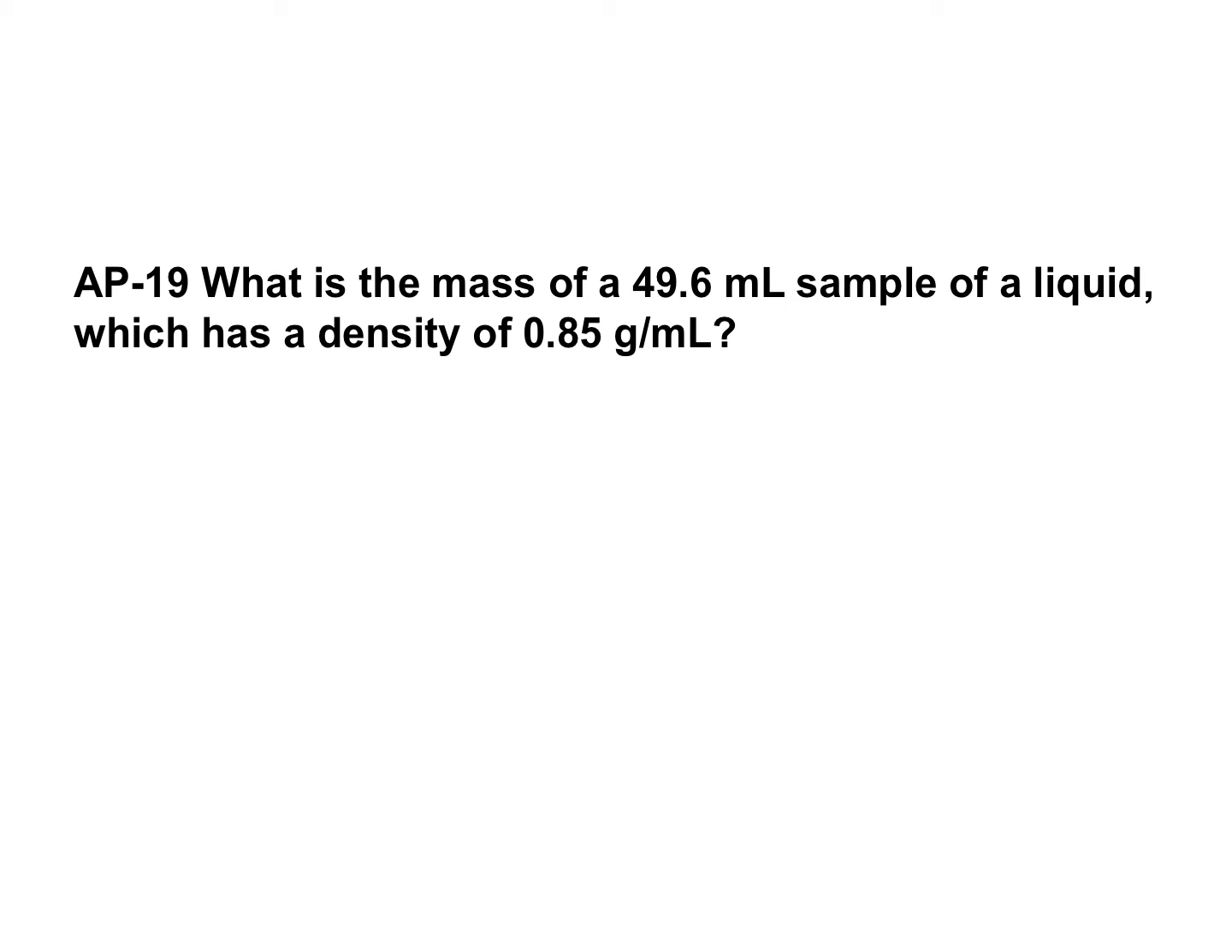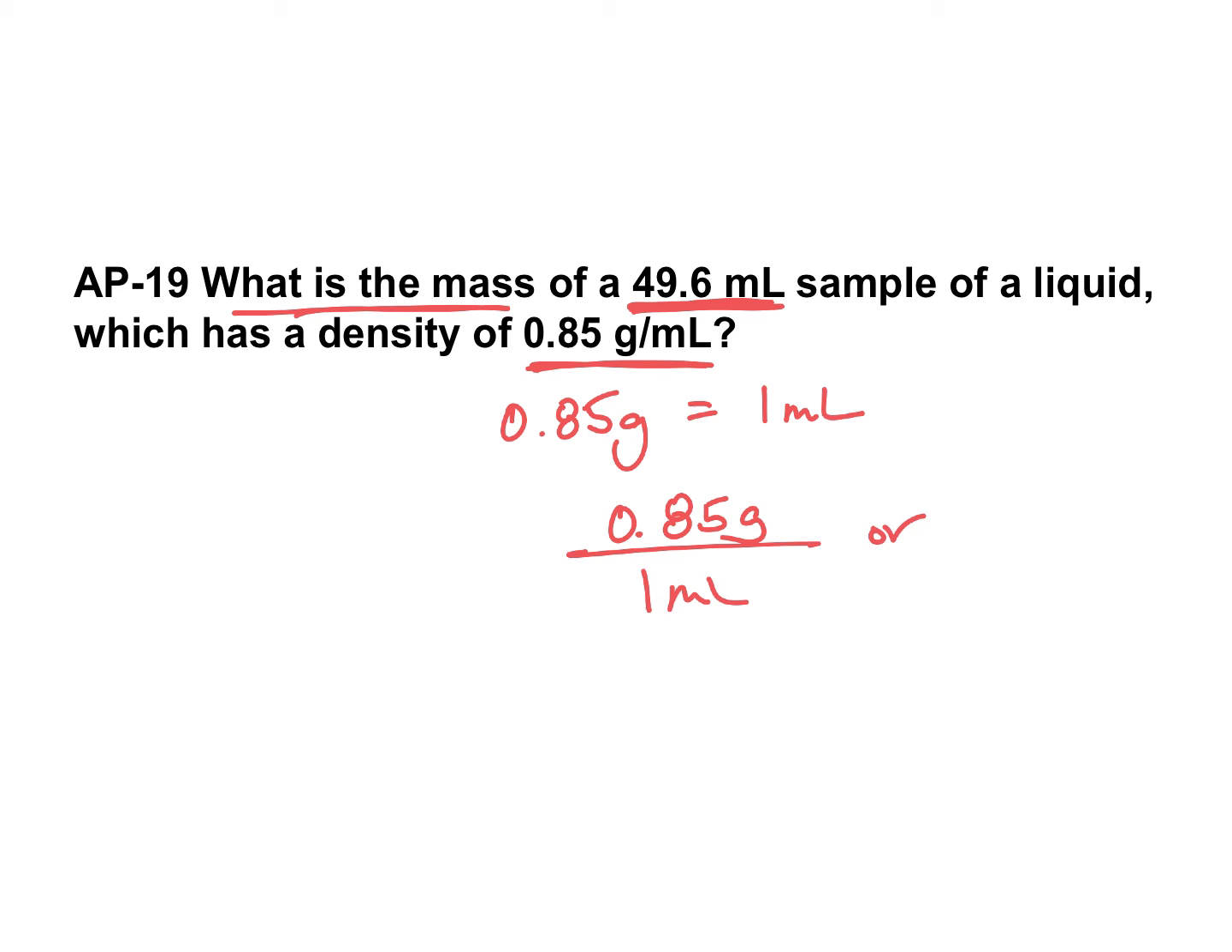In this example, we want to know the mass. We know the volume is 49.6 milliliters, and it has a density of 0.85 grams per milliliter. So the way we can think about this density is that for every 0.85 grams, I have 1 milliliter. So there's my equivalency. So my conversion factors are going to be 0.85 grams per 1 milliliter or 1 milliliter per 0.85 grams. So which one we use depends on where we're starting.